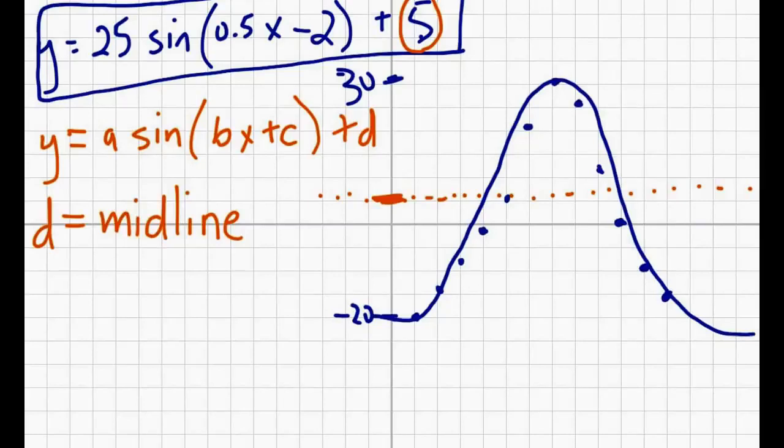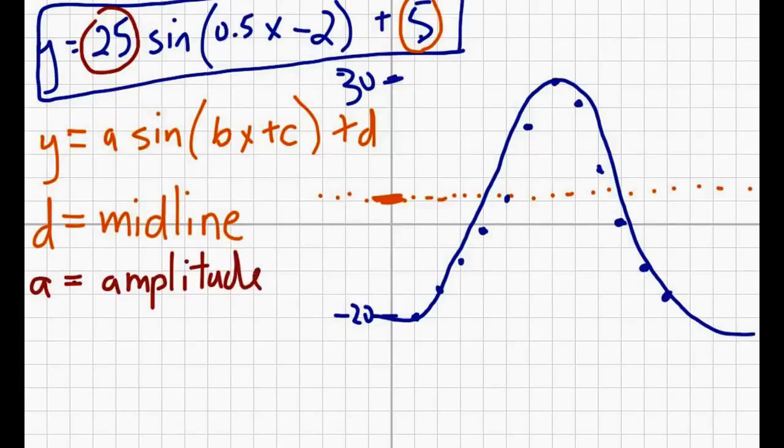The next one we'll look at is the a number. So in this case, a is 25, and a is an easy one to remember because it starts with a. It is the amplitude. So in this case, the distance from our midline to our peak, so from plus 5 to plus 30, we get an amplitude of 25. So that's a good one.